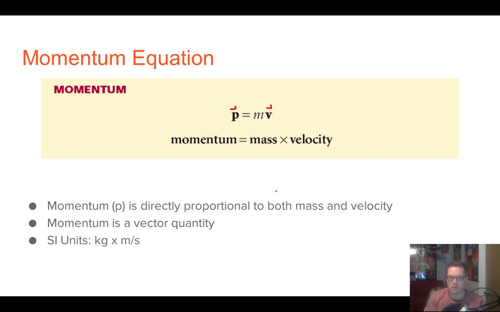Okay, so essentially the momentum is just a relationship between how massive the thing is that's moving and how fast it's going. Okay, and so it's directly proportional to both of those. So if you take a ball and you throw it faster, it's going to have more momentum. If you take that ball and you just throw it really slowly or roll it on the ground, it's going to have less momentum. The SI units for it are these guys here, kilograms times meters per second. And that makes sense, right? Because mass is in kilograms, right? And velocity is in meters per second.